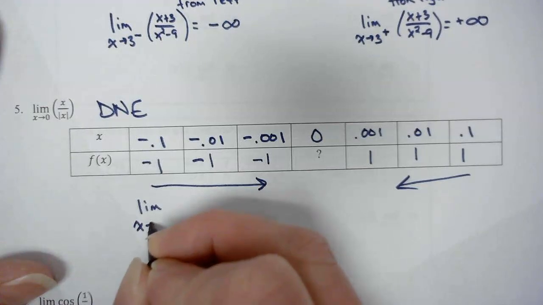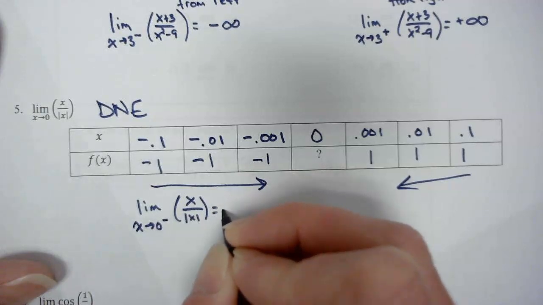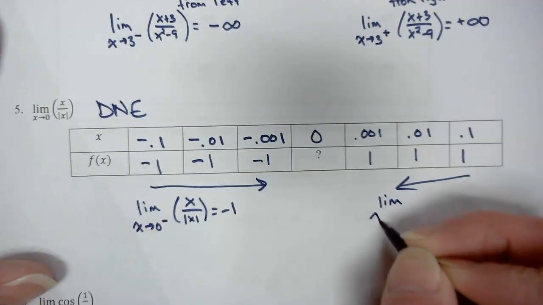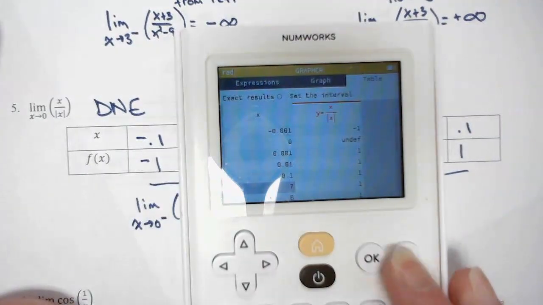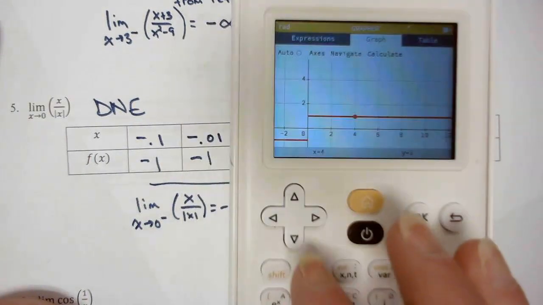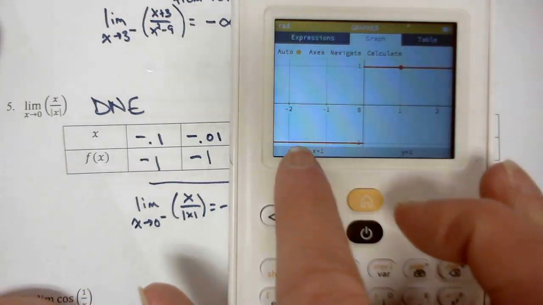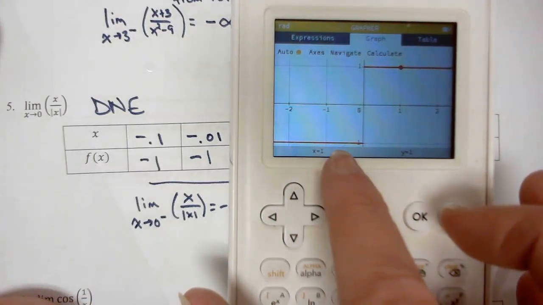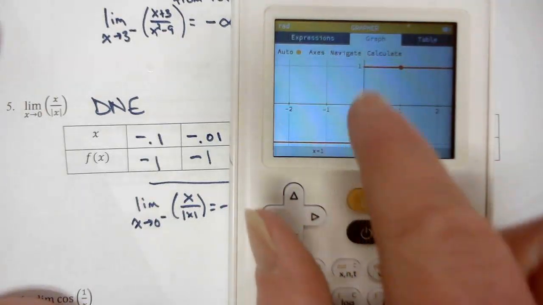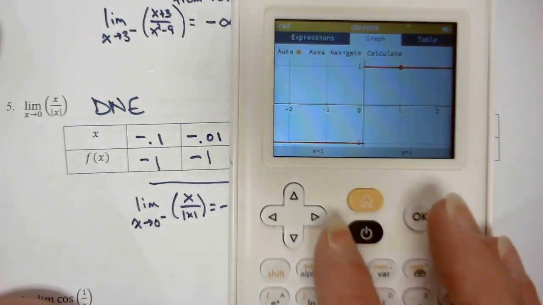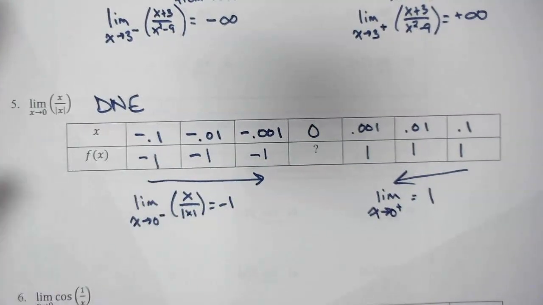But the limit as x approaches 0 from the left is negative 1. And the limit as x approaches 0 from the right is positive 1. Let's look at this graph because that sounds kind of interesting. Ooh, look at that. The left side is a straight line at y equals negative 1. The right side is a horizontal line at y equals positive 1. But at 0, I can't be in two places at once. So the limit at 0 does not exist.